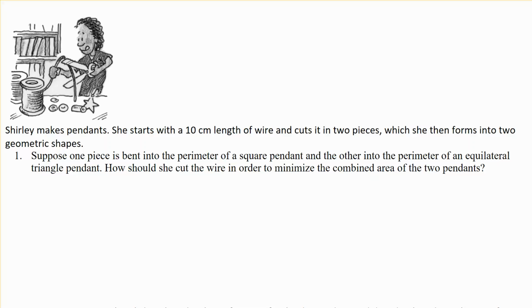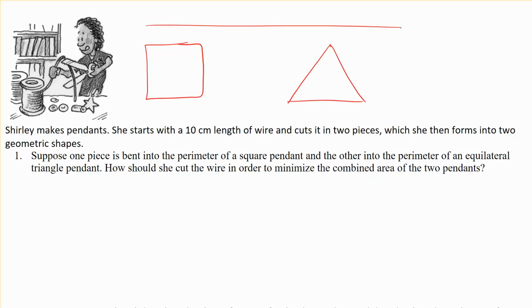All right. Mr. Richard's friend Shirley called him, and she makes pendants. She starts with a 10 centimeter length of wire and cuts it into two pieces, and then she forms two geometric shapes. Suppose one piece is bent into the perimeter of a square pendant. There's my square pendant. And one piece into the perimeter of an equilateral triangle. How should she cut the wire?